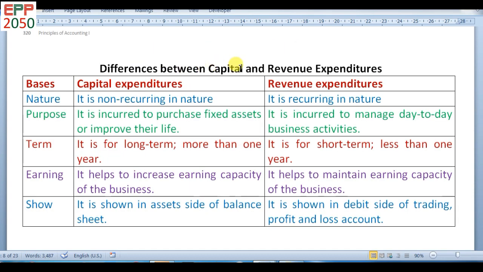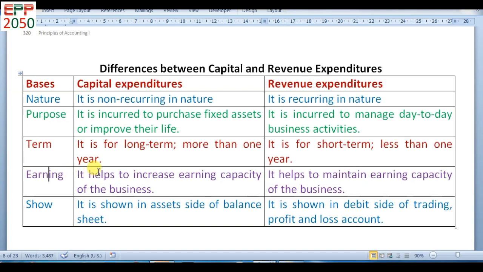Differences between capital and revenue expenditures. Basis: capital expenditure, revenue expenditure. Nature: capital expenditure is non-recurring in nature. Revenue expenditure is recurring in nature. Purpose: capital expenditure is incurred to purchase fixed assets or improve their life. Revenue expenditure is incurred to manage day-to-day business activity. Term: capital expenditure is for long term, more than 1 year. Revenue expenditure is for short term, 1 year or less than 1 year.